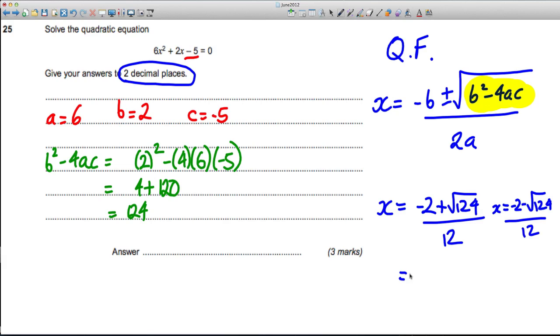So for this one here, you get 0.76 to 2 decimal places. This one here, you get x is negative 1.09. And there are your answers to 2 decimal places, and you're done.